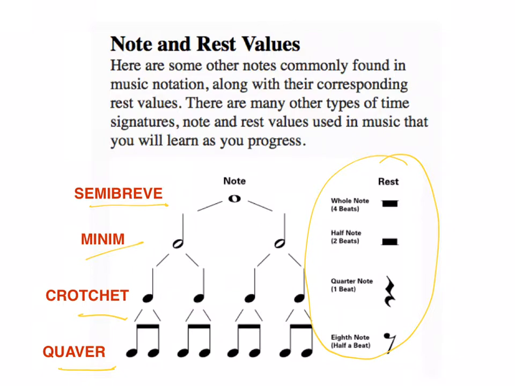You can see here it says 8th note, quarter note, half note, whole note. We know them as semi-breve, minim, crotchet, or quaver.